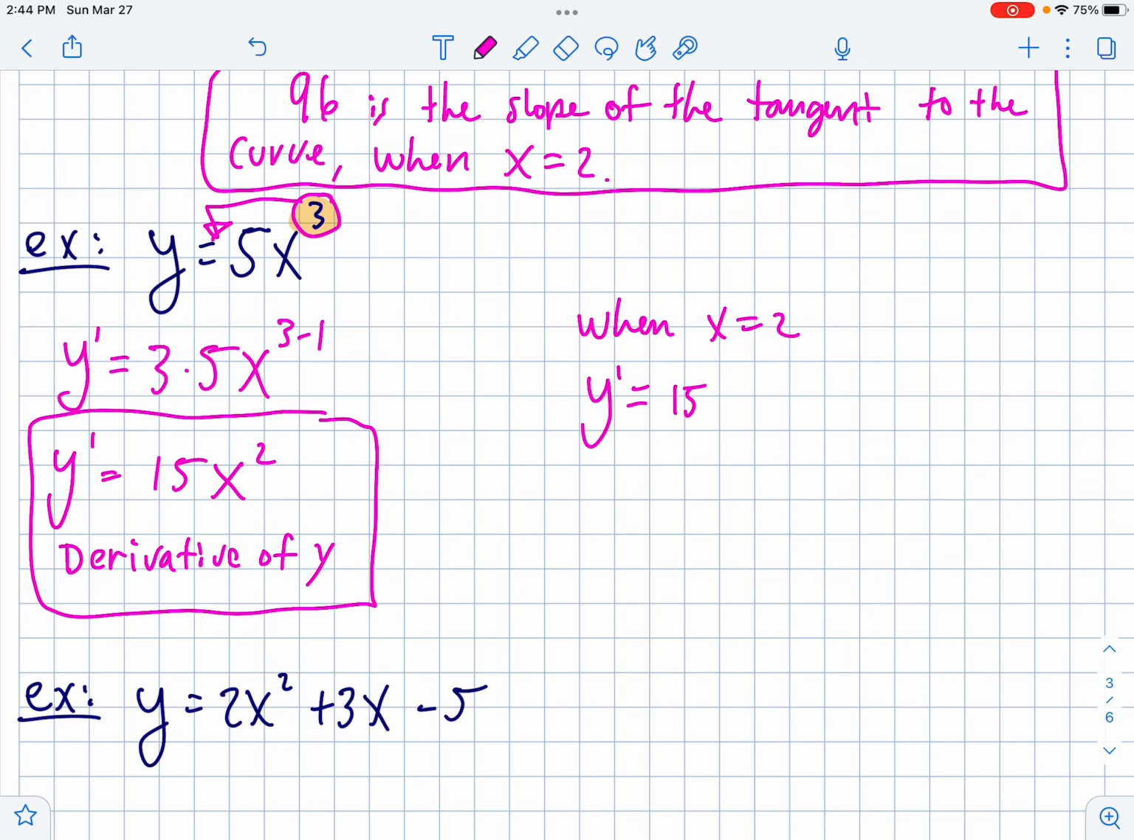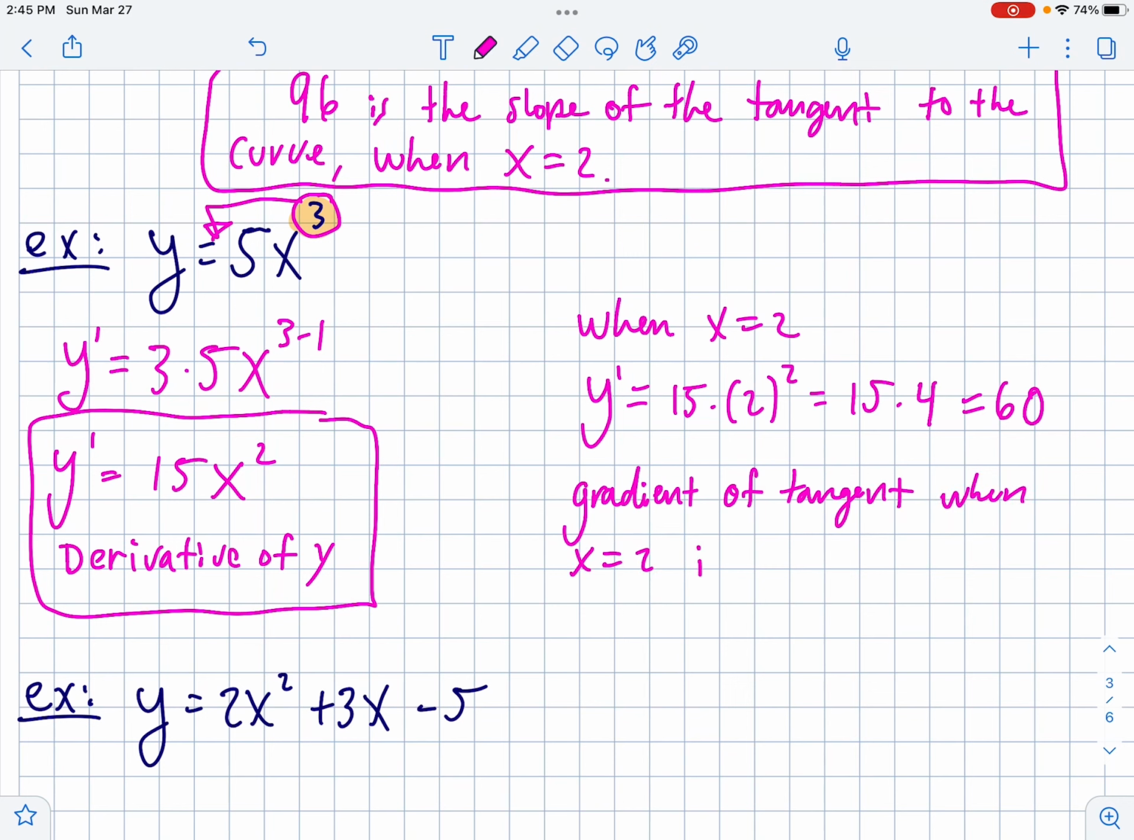Then when x equals 2, we're going to put a 2 into that. So y prime is equal to 15 times 2 squared. So this equals 15 times 4, which is 60. So then we can say gradient of tangent when x equals 2 is 60.